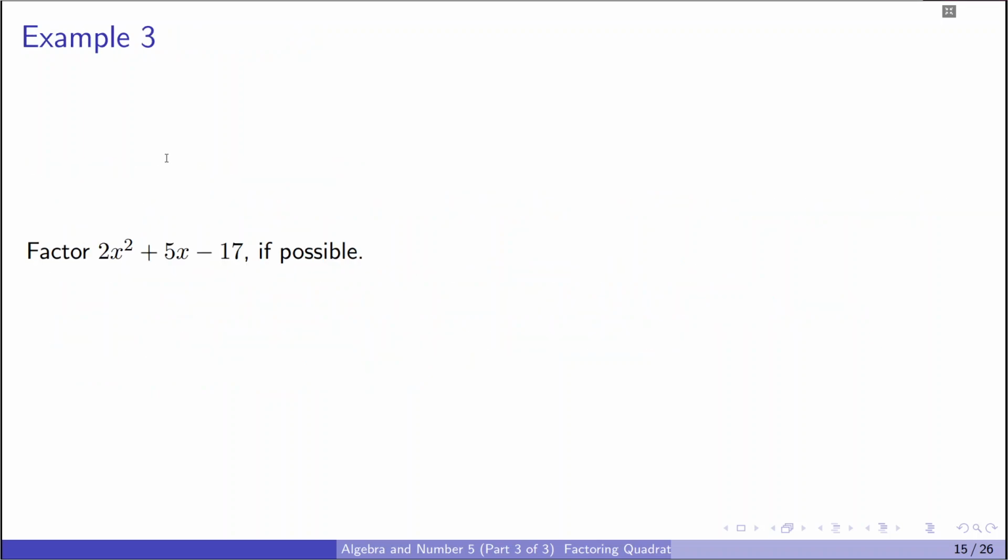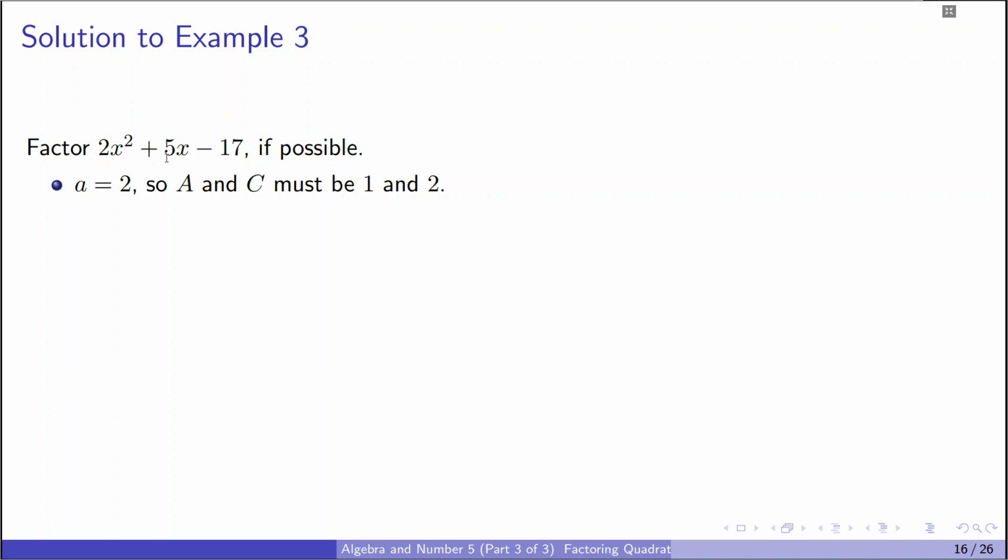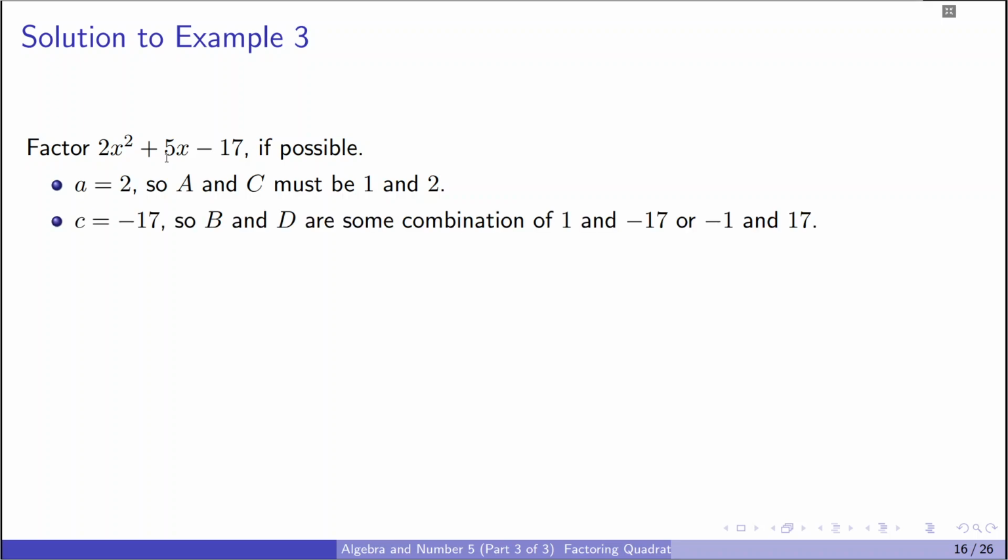We want to factor 2x squared plus 5x minus 17 if possible. We have a slight advantage here. 2 and 17 are both prime, so either they go together or they don't. Our A and C have to be 1 and 2. Our B and D are either 1 and negative 17 or negative 1 and positive 17.